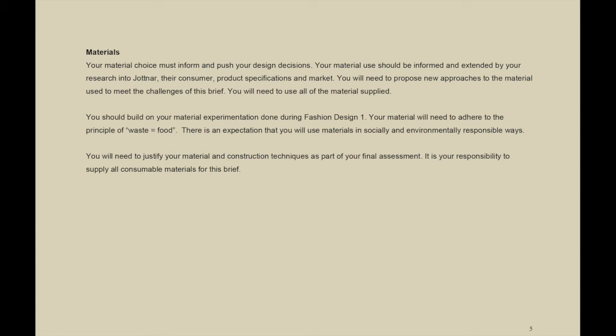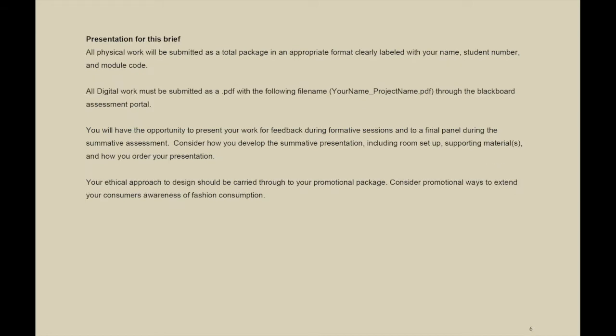You will need to justify your material and construction techniques as part of your final assessment. It is your responsibility to supply all consumable materials for this brief. So you need to budget and you project manage, the classics. Let's take a look at the presentation for this brief.